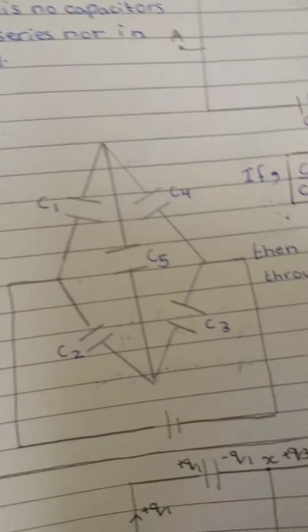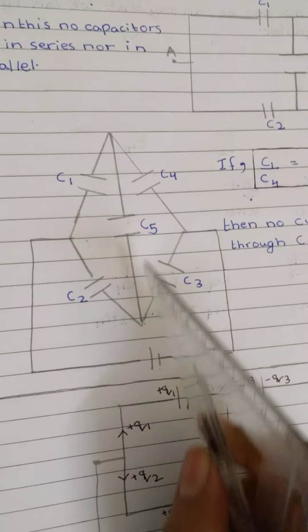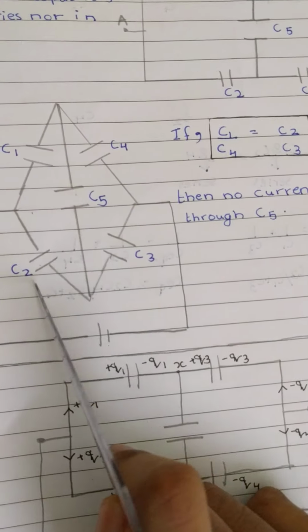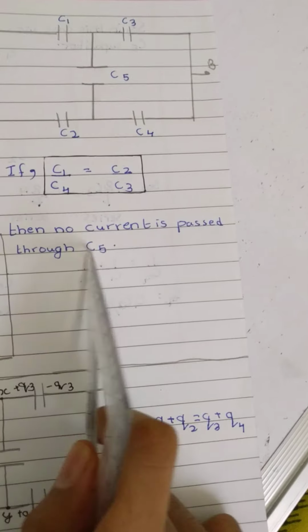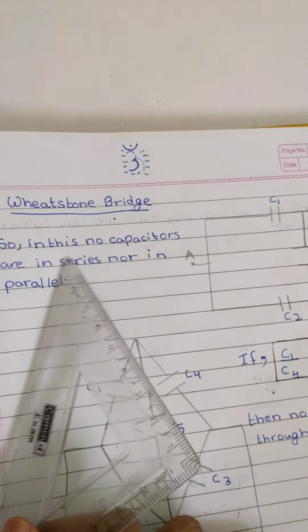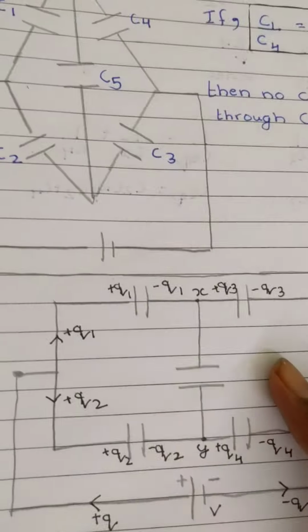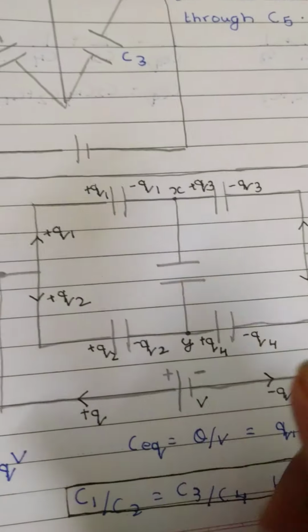This is the battery which I have connected. This is C1, C2, C3, C4 and C5. If C1 by C4 is equal to C2 by C3, if the ratio is equal, then there will be no current passing through C5. This is very important, the Wheatstone bridge. It is also used in cases like this, where the capacitors are neither in series nor in parallel. I'm going to explain one thing, and this is very important.